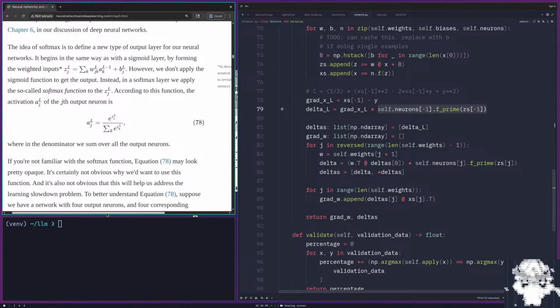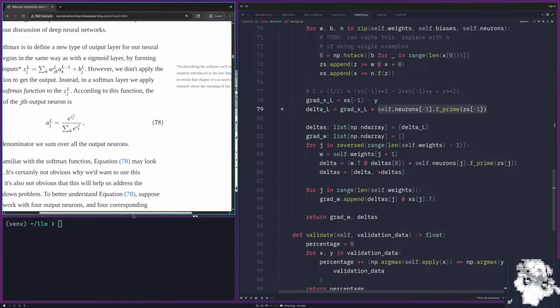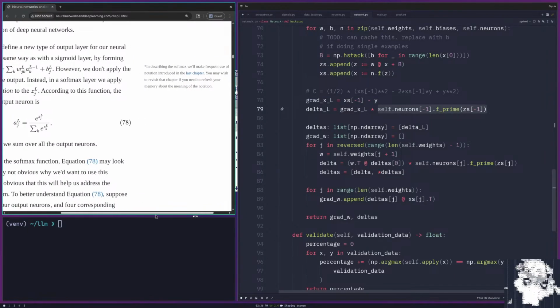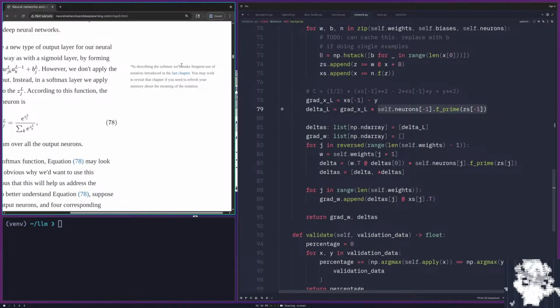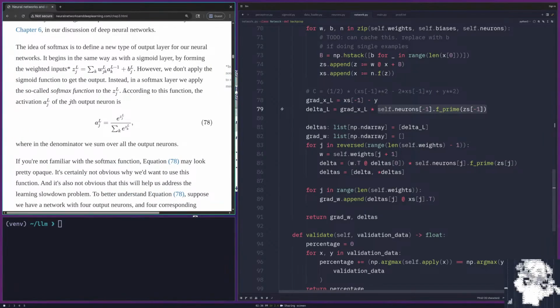Z equals sum over A's plus B's. Footnote: in describing the Softmax, we'll make frequent use of notation introduced in the last chapter. You may wish to revisit that chapter if you need to refresh your memory about the meaning of the notation. However, we don't apply the sigmoid function to get the output.